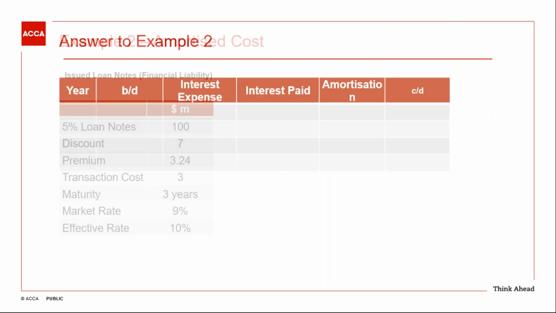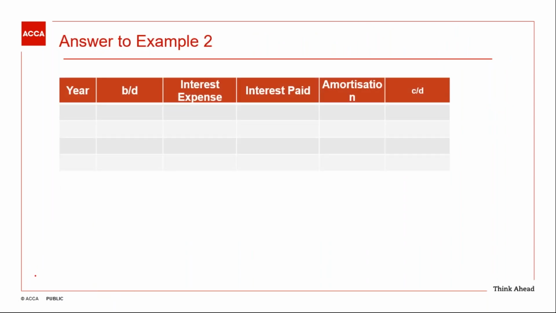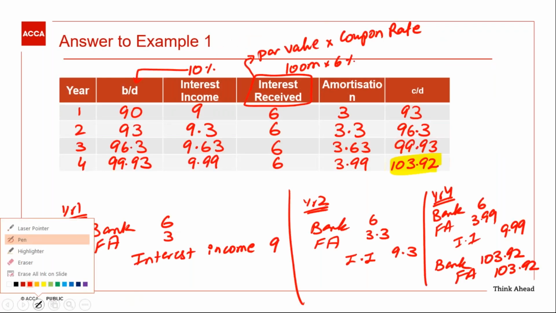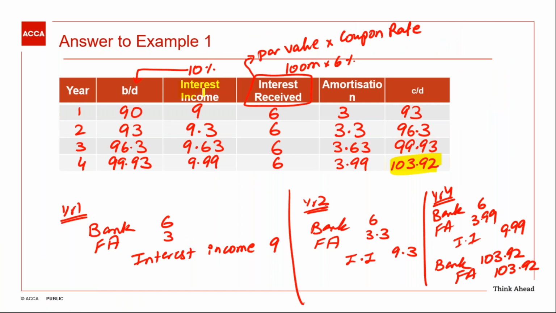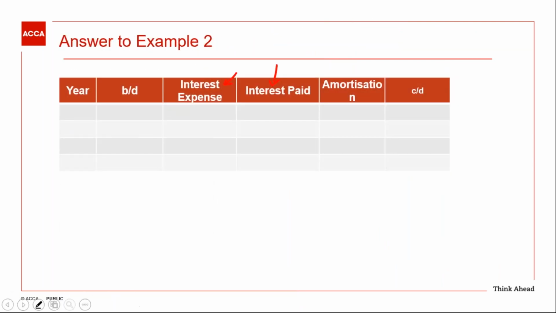So now the next thing is that we are going to prepare the table again. This is similar to the one that we have just done in the asset side, but the only difference is that we have interest paid now and the interest expense. Previously, we were having an interest income and interest received. In this slide, we had interest income and interest received, but in the current one, we are saying interest expense and the interest paid. So the table is going to be the same. The only difference is the names.